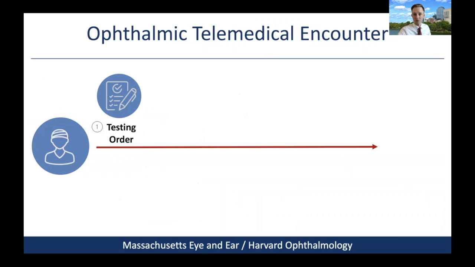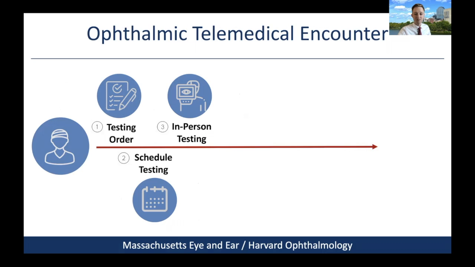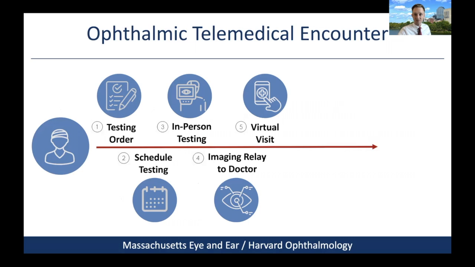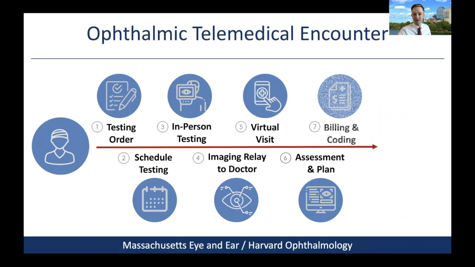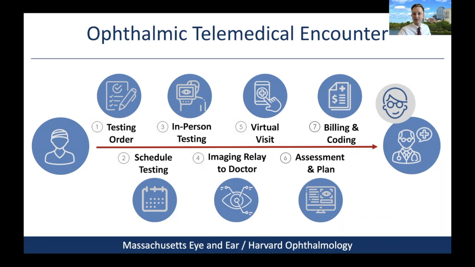So how does this work in terms of a workflow? Well, first, the ophthalmologist, knowing the patient, can order the testing that's appropriate. The patient can then schedule the testing at a time and location that's most convenient for them. The patient goes in person for their testing and subsequently goes home. The imaging is relayed to the doctor for interpretation and review, and a virtual visit is subsequently performed where the doctor and the patient review the images together. An assessment and plan is created with the help of the patient on the other side, and ultimately billing and coding is performed for reimbursement. All in all, the patient and the doctor should walk away happy knowing that they had enough clinical information to make an informed treatment plan.